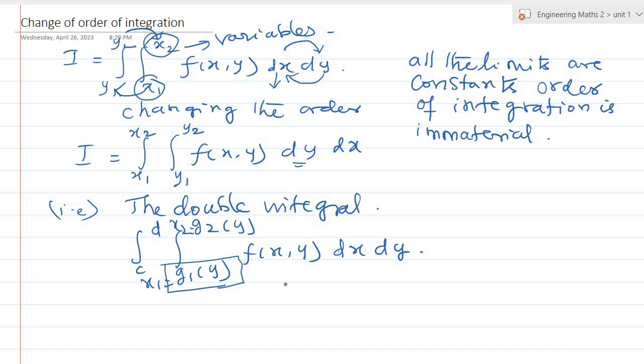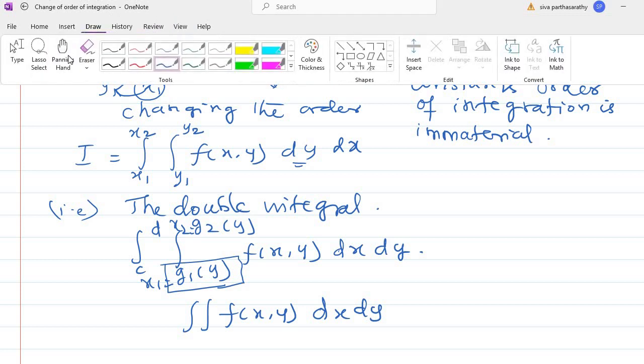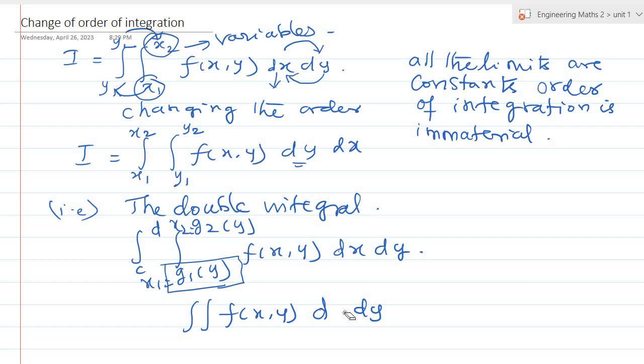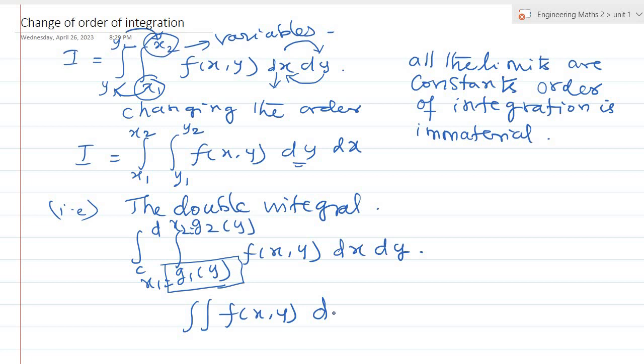So at the time, if you are changing the order, what happened? Double integral of f of x comma y dx dy. After changing the order, you are getting, sorry, not dx dy, dy dx.